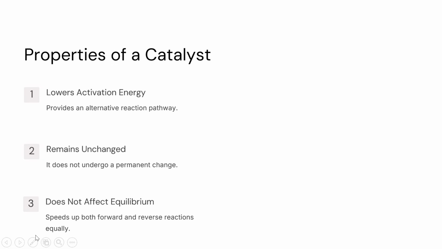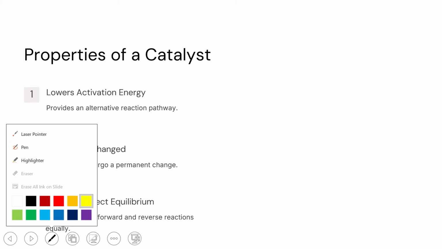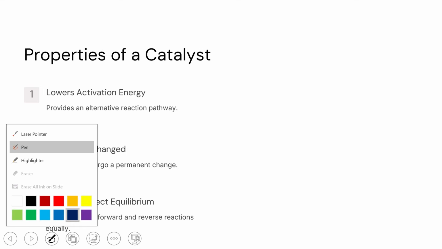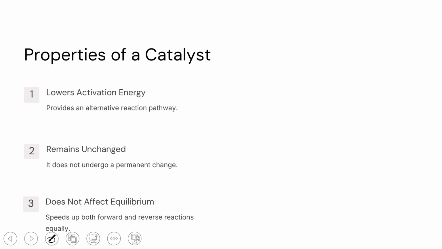Now let us understand what the important properties of a catalyst are. The very first important property of a catalyst is that it lowers the activation energy of a chemical reaction. So as discussed earlier, if you perform a chemical reaction in the absence of a catalyst, the reaction is still going to occur, but with a higher activation energy. So what is the job of a catalyst? The job of a catalyst is to provide an alternative reaction pathway so that the activation energy of the reaction is lowered.